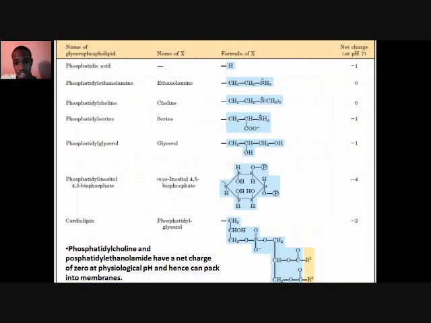If you had serine attached, it would be phosphatidylserine, glycerol, and so on. You have cardiolipin, same thing. Now I want you to look at the top here. We see that both phosphatidylethanolamine and phosphatidylcholine have a net charge of 0 at physiological pH, and because of this, these molecules can easily pack into membranes. You see that it's written at the bottom here.